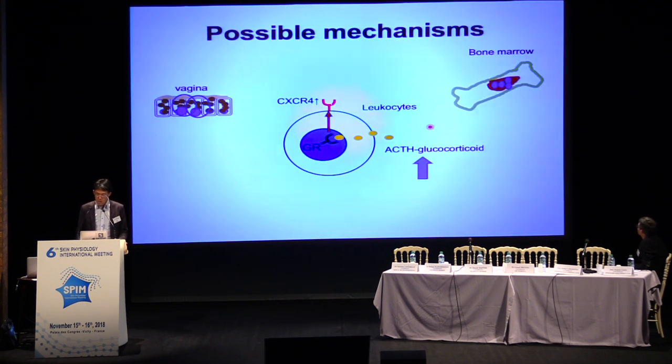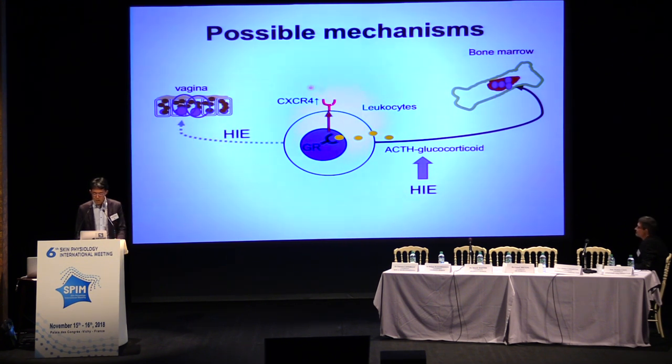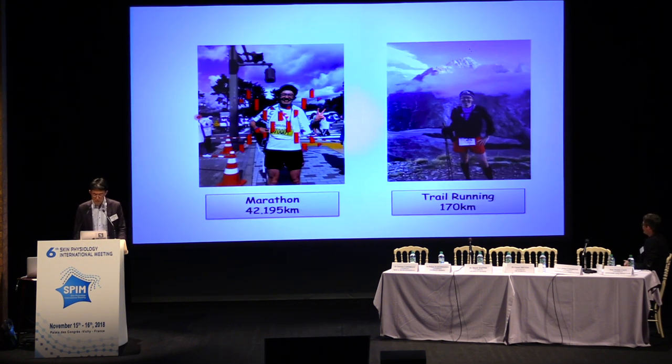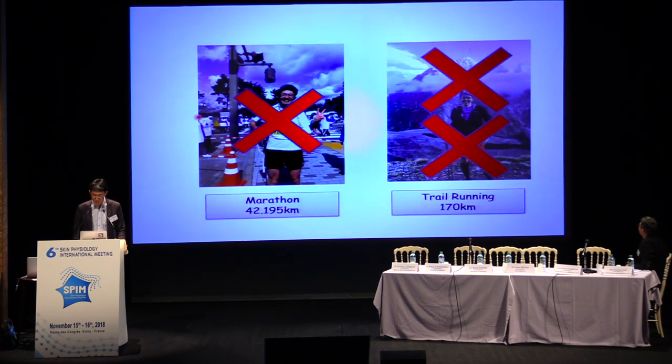To summarize, during high intense exercise, glucocorticoid is induced, which acts on immune cells to induce CXCR4 expression and induce the migration of these immune cells from blood vessels into bone marrow. That's why the number of PDC in the blood is really low. That's why during HSV virus infection in the vaginal area, PDC cannot go in, and that's why the immune response gets worse. So the conclusion is marathon is bad, and trail running is really bad.